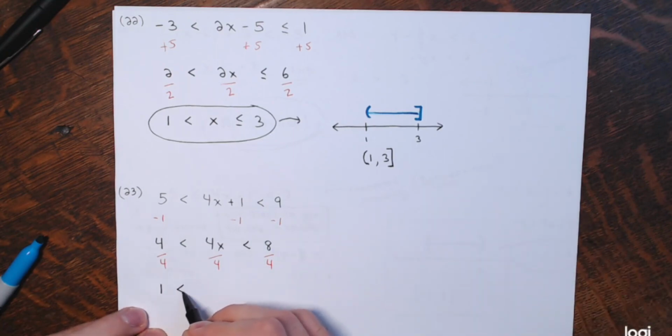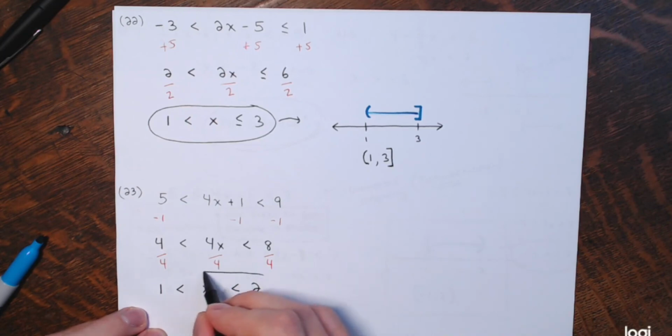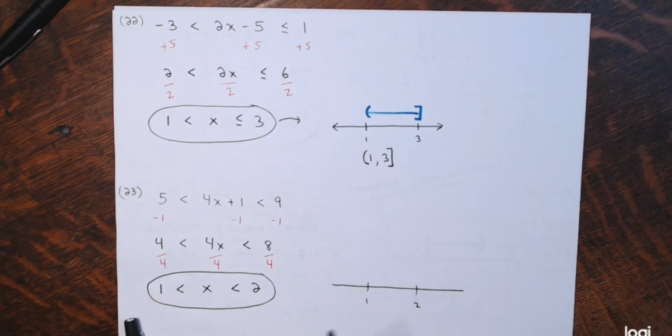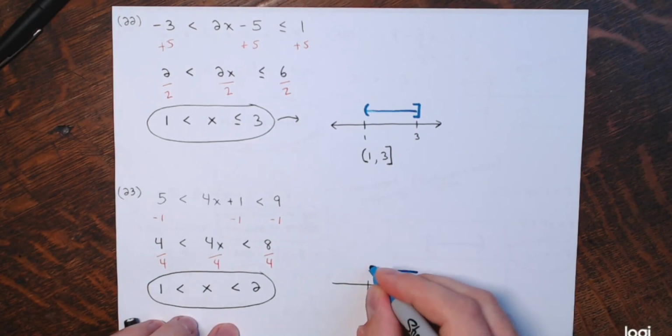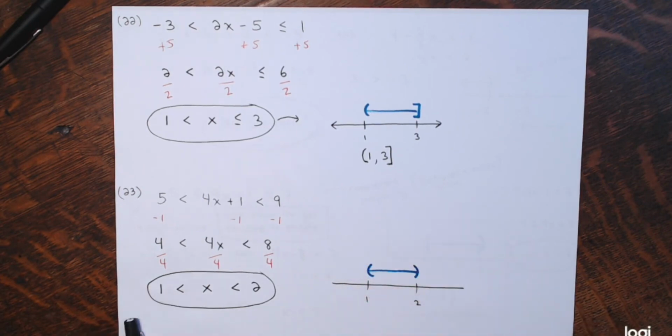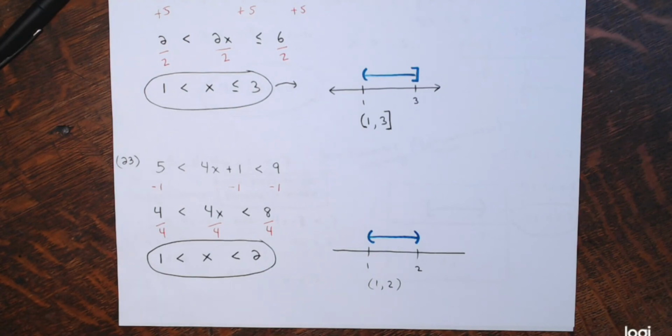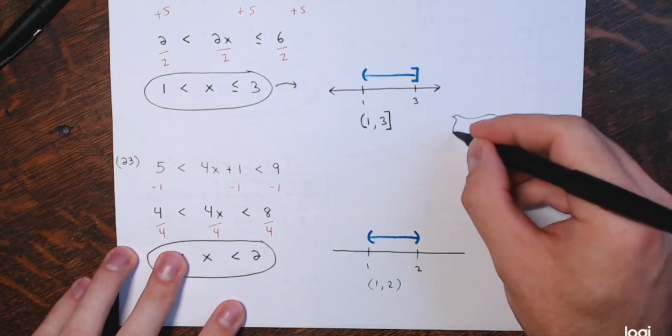So we have 1 is less than x, and x is less than 2. There's the description of the solutions. x is any number between 1 and 2, but not including 1 or 2. So here's 1, here's 2. And we're talking about these numbers here, all the numbers between 1 and 2, not including 1, not including 2. So parentheses on those. Then the interval would be from 1 to 2, parentheses on both, right? Neither one's included.